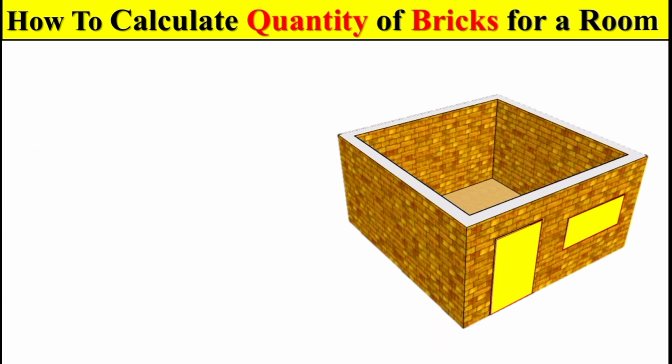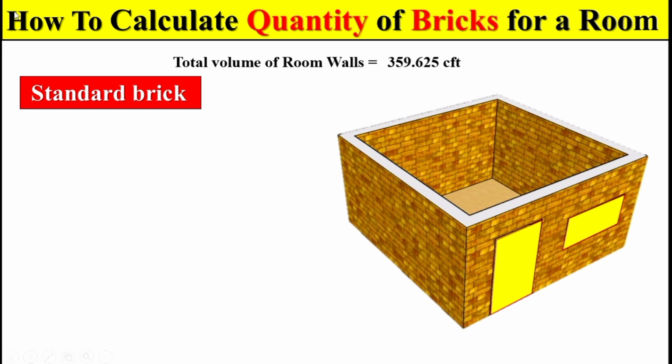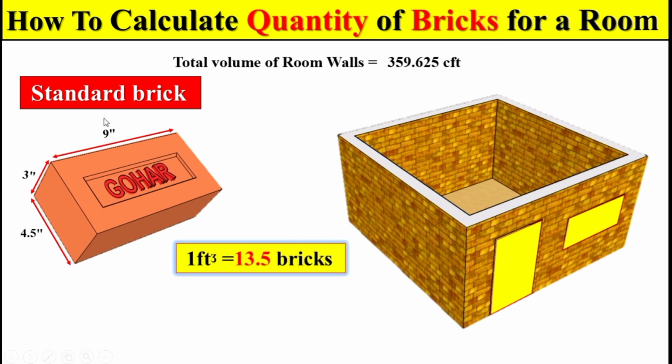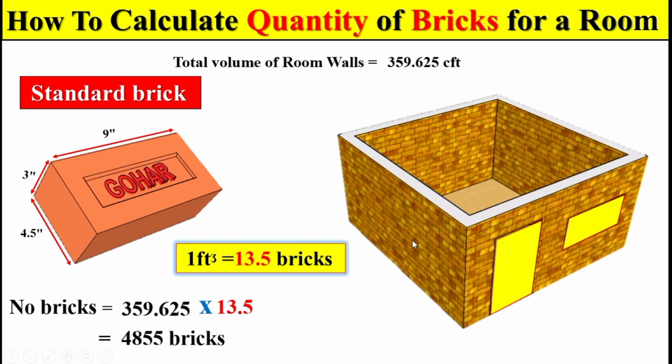So now dear students, the total net volume of the brickwork is 359.625 cubic feet, and if we use the standard brick which is 9 inches in length, 3 inches in height and 4 inches in width, then remember, 1 cubic foot contains 13.5 bricks. So now dear students, if you want to calculate the total number of bricks in this volume, we multiply this volume by 13.5, and we get the total number of bricks in this volume.